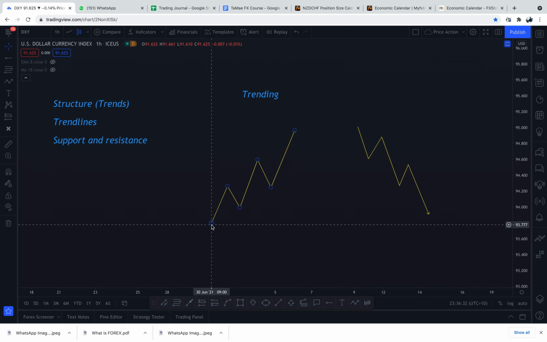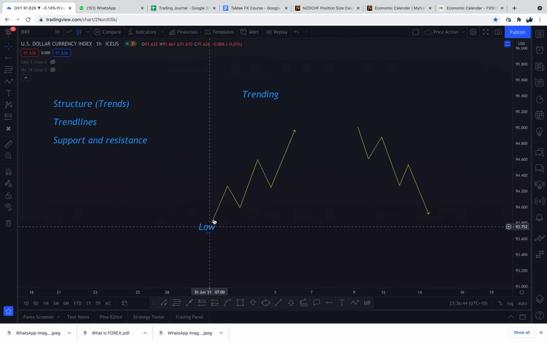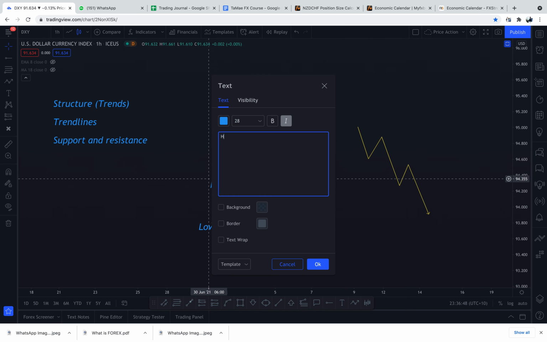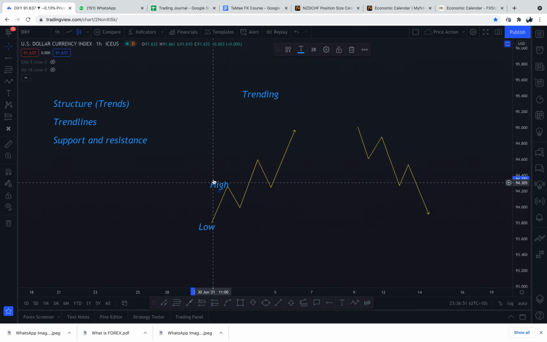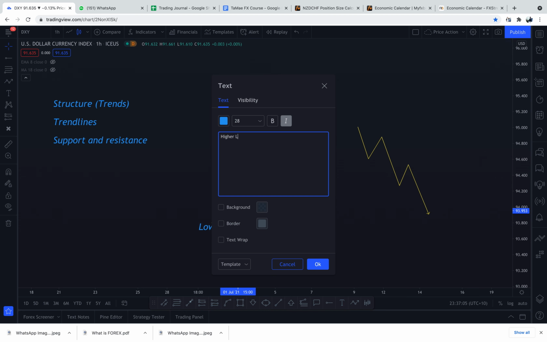So if we look at this point, this is a low. Okay, this is a low. This is a low point starting here. So we can call this a low. So if this is a low, what is this? Definitely this becomes a high. Okay, so that's a high. All right, so the market moved from a low to a high point. Then what becomes this point? This point is now a higher low since it's higher than this low. So I'll put this as higher low.